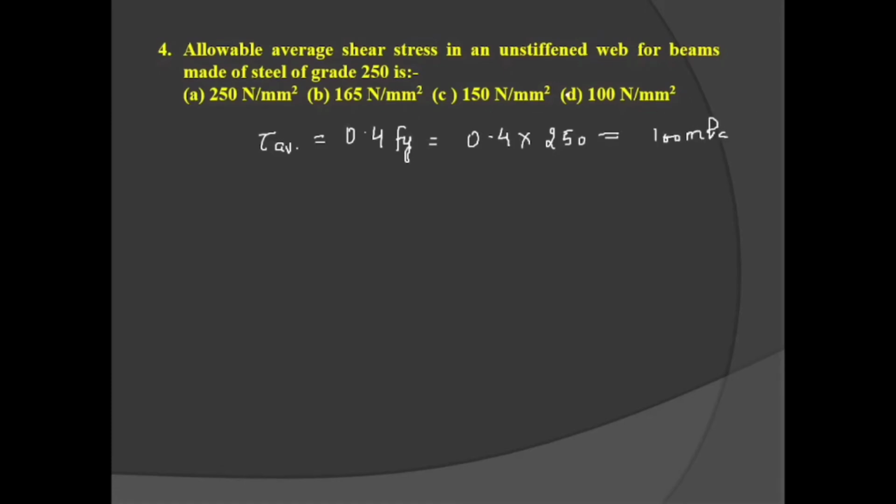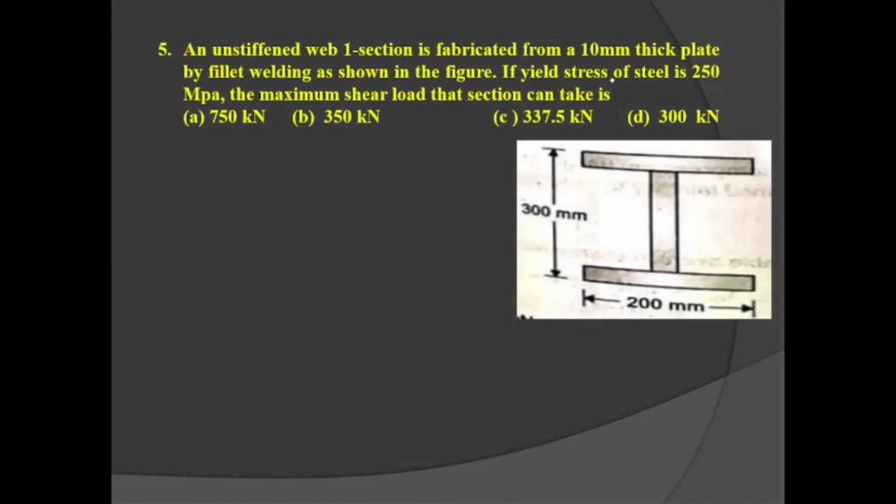So our answer is 100 megapascal. Okay, now let's move towards question number 5. An unstiffened web I section is fabricated from 10 mm thick plates by fillet welding as shown in the figure. Means 3 plates have been joined. This is plate 1, this is plate 2, this is plate 3. These 3 plates have been joined.